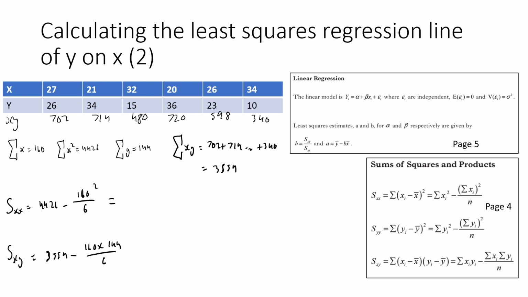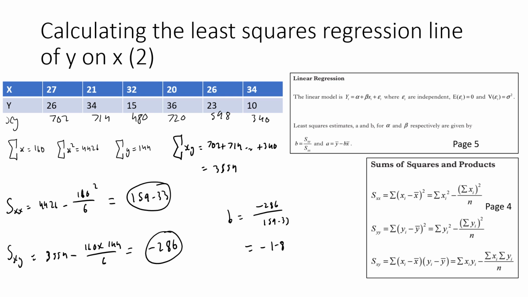So for sxy first, we would get negative 286. And for sxx, we would get 159.33. And with these two values, we can find b, which is sxy over sxx, so minus 286 over 159.33. We already know that the slope is negative, or it's a negative correlation, because it's negative 286. And if I put this in my calculator, we get negative 1.8.